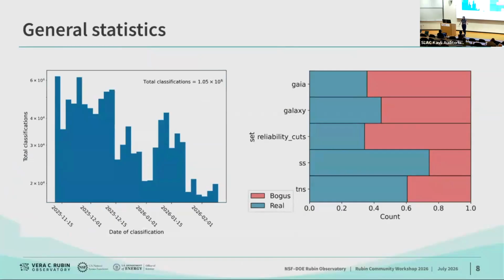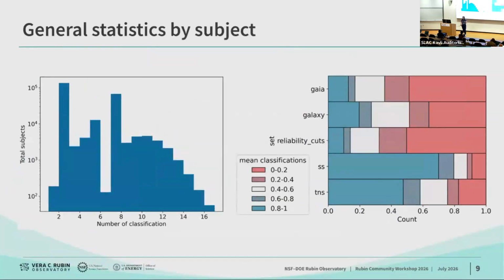This is just general statistics of the project. We reached a little bit more than 1 million classifications. The other plot shows the general distribution of how many times people clicked real or bogus for the specific data set. If we group by each individual DIA source, each one has between 2 and 16 classifications. And in general, by consensus, the people agreed the majority of the time about one label or the other.